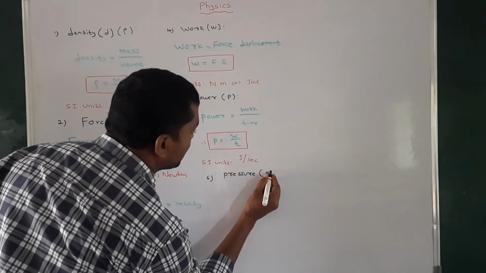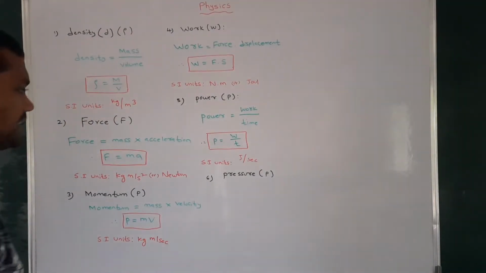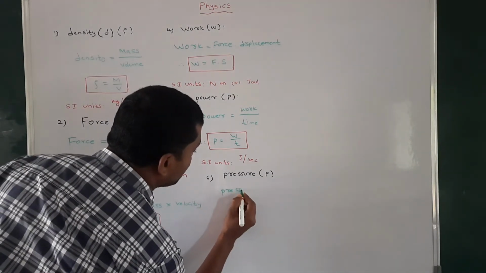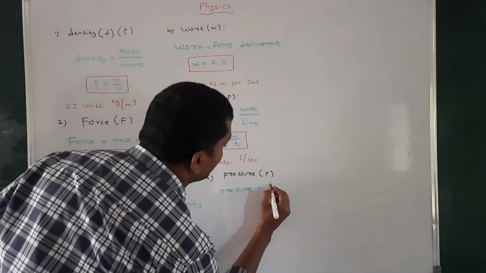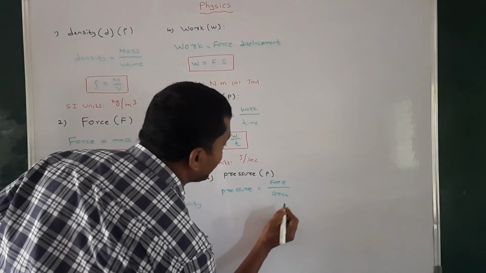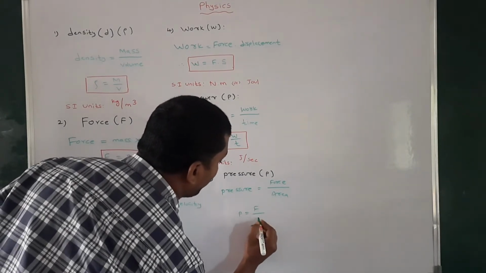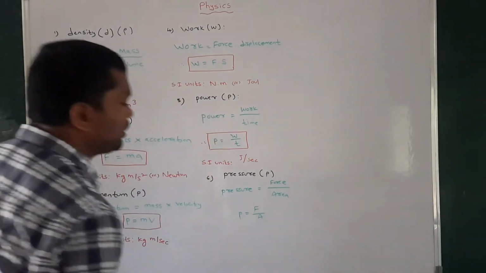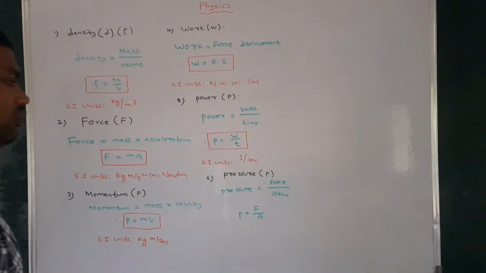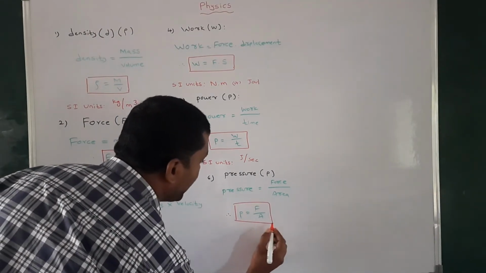It will be represented by P. Now we can write the formula of pressure. Pressure is equal to force by area. So P is equal to F by A.